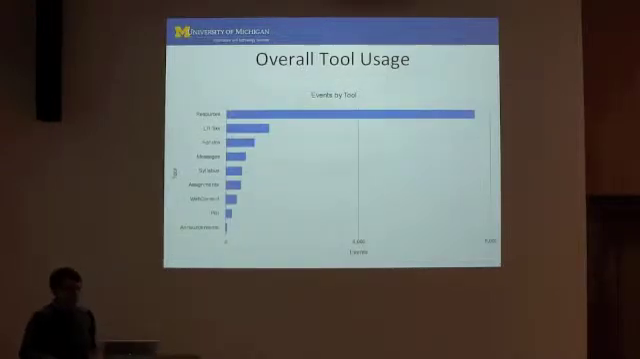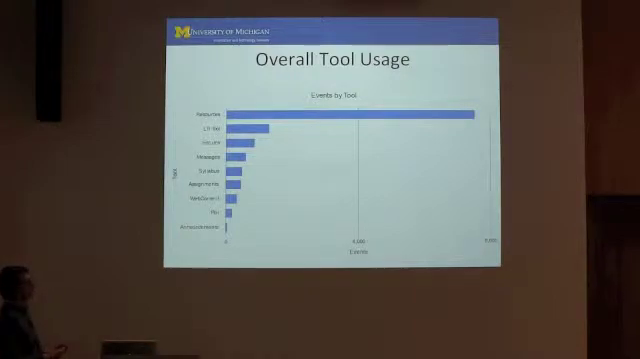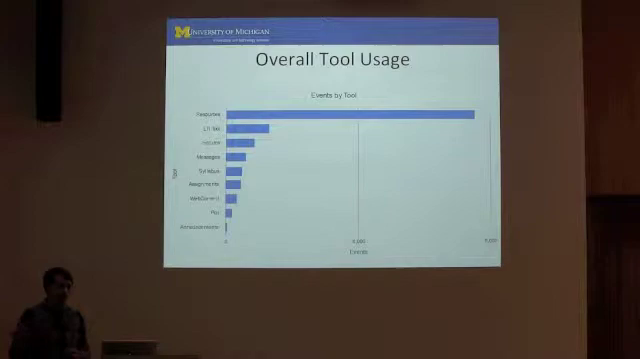So the next type of statistic we might look at is, what tools on my site are they actually using? Not surprisingly, resources is the most. CTools is a great tool for being able to put information up there and make it available for students.